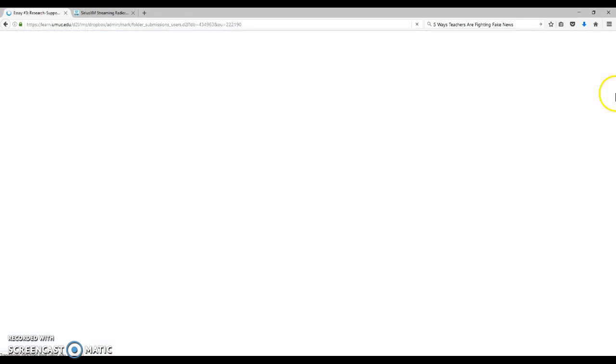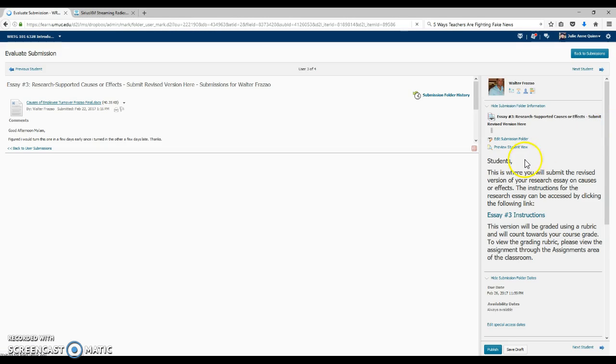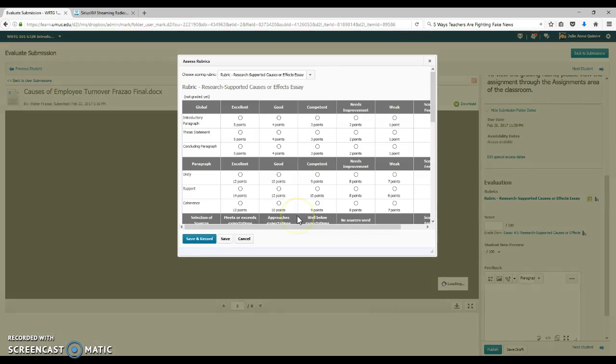So I'm going to view some of the submissions. I'm not going to look at anyone's actual paper at the moment. But what I am going to do is I'm just going to click in so I can open up the actual accompanying rubric here. So as we scroll through, we can open up the rubric.